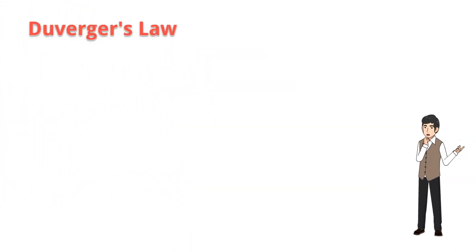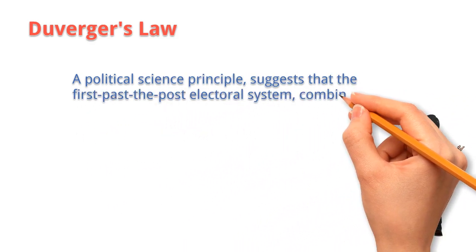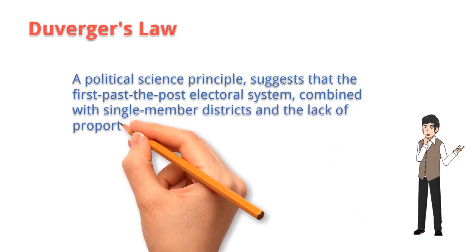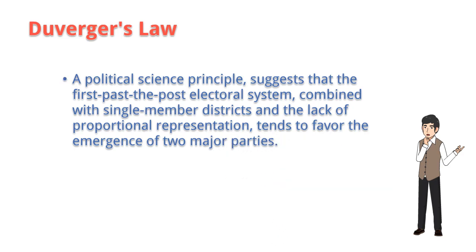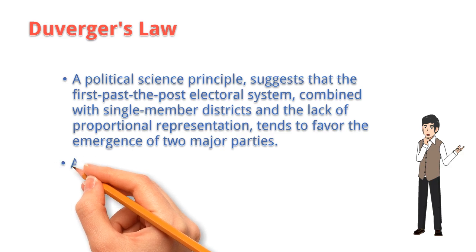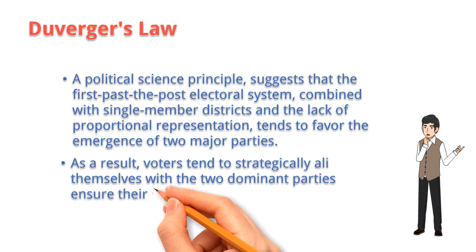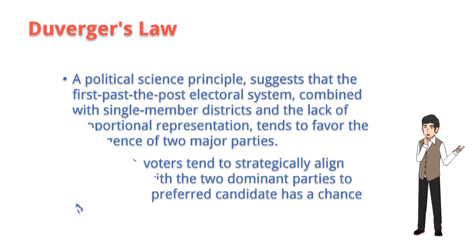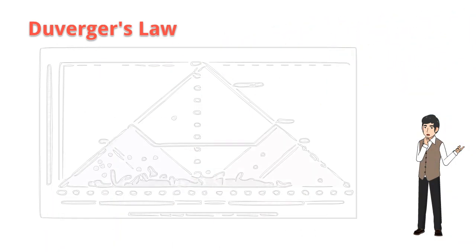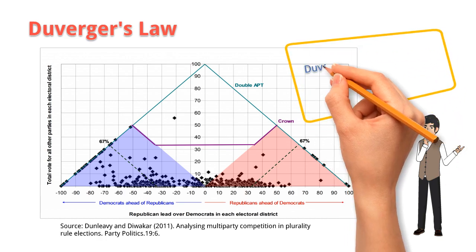Duverger's law. Duverger's law, a political science principle, suggests that the first-past-the-post electoral system, combined with single-member districts, tends to favor the emergence of two major parties. The logic behind this is that smaller parties have a harder time winning seats due to vote splitting. As a result, voters tend to strategically align themselves with the two dominant parties to ensure their preferred candidate has a chance to win. A study shows some evidence of the Duvergerian psychological effect acting on voters during campaign periods.